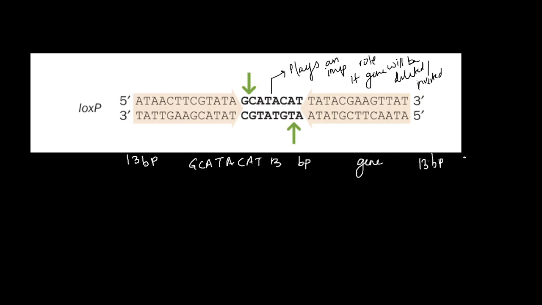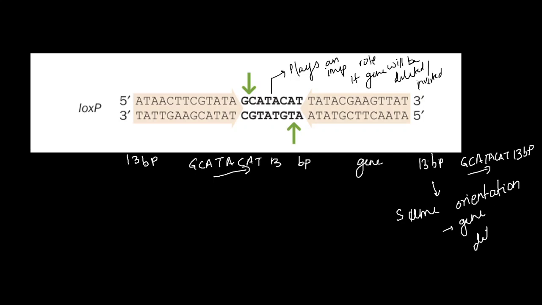And suppose the same sequence if you are getting GCATACAT, and then again the 13 base pair repeats, because they are in the same orientation, these 8 base pair sequences, because they are in the same orientation, the gene is going to be deleted. Same orientation means the gene is going to be deleted. What happened in case they are facing each other? For example, this is your 13 base pair repeat.